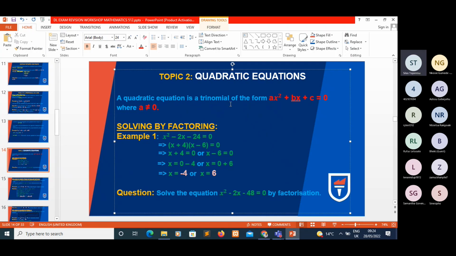Okay, so how do you solve quadratic equations? When you're talking about solving the quadratic equation, you want to determine the value of your variable. What is the value of your variable? We have different ways to solve the quadratic equation. You can solve it using factorization, using the completing the square method, or using the quadratic formula.